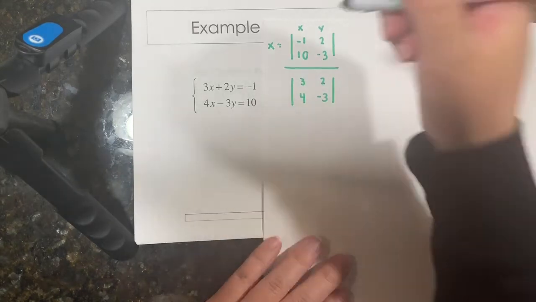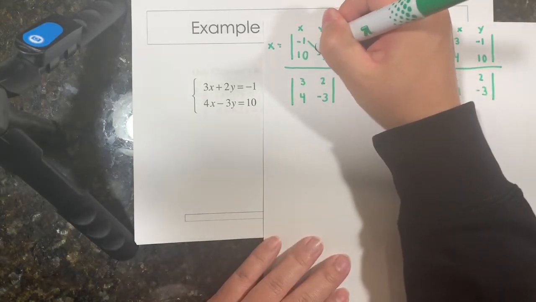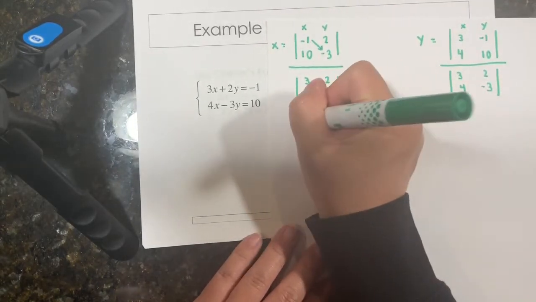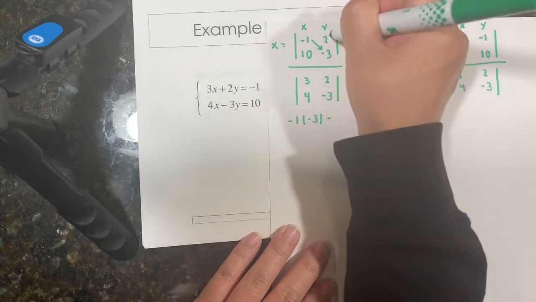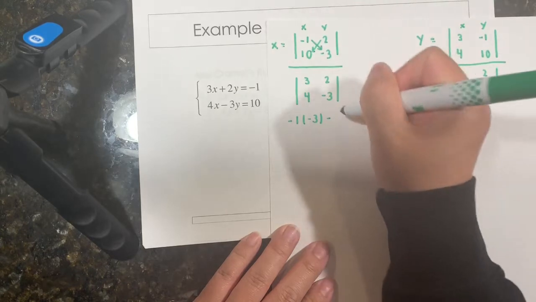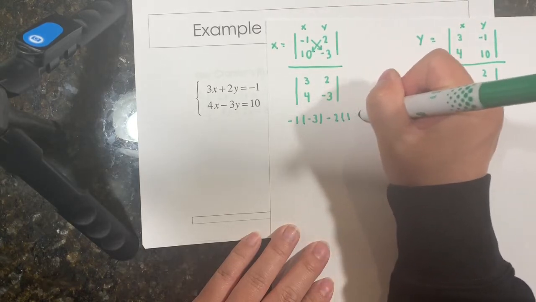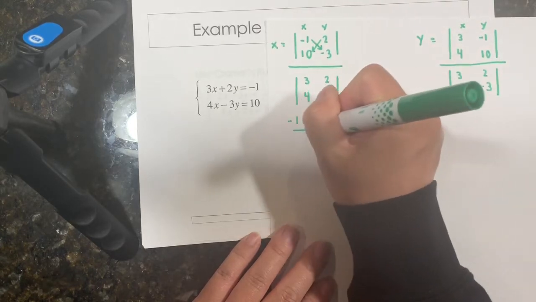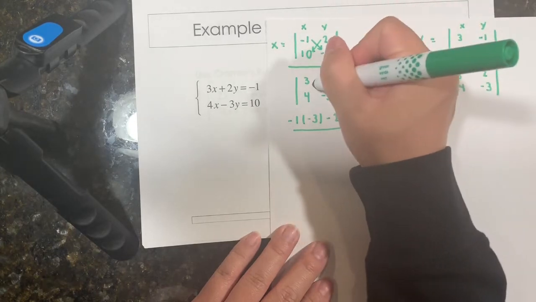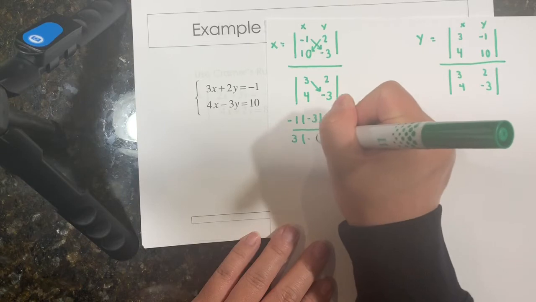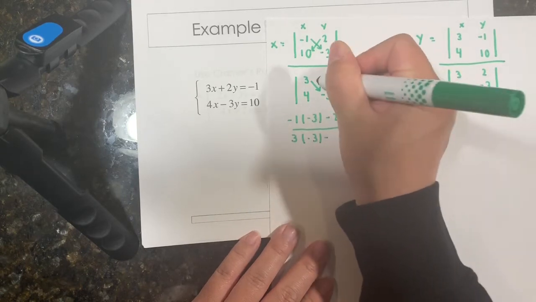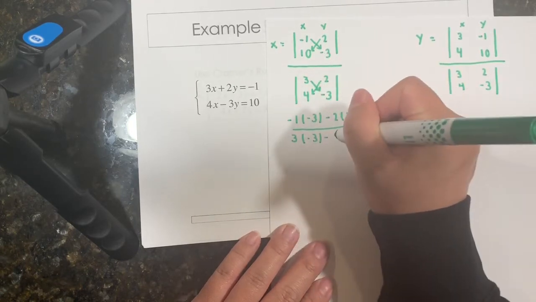Now to solve, I'm going to start with the top left times bottom right, so that would be -1 times -3, minus top right times bottom left, which would be 2 times 10, over top left times bottom right, which would be 3 times -3, minus top right times bottom left, which would be 2 times 4.